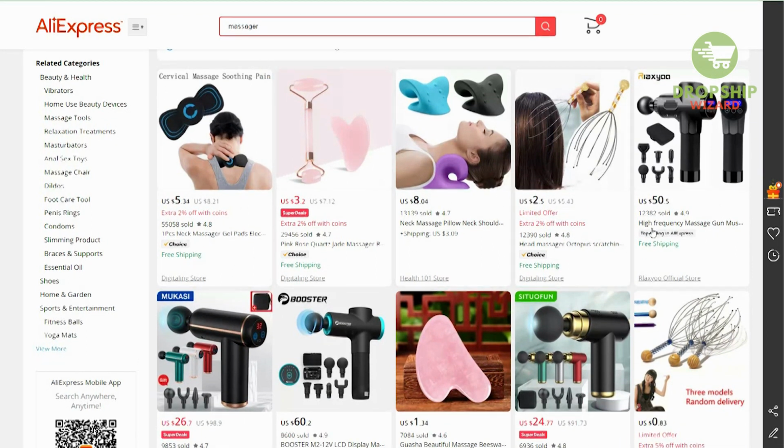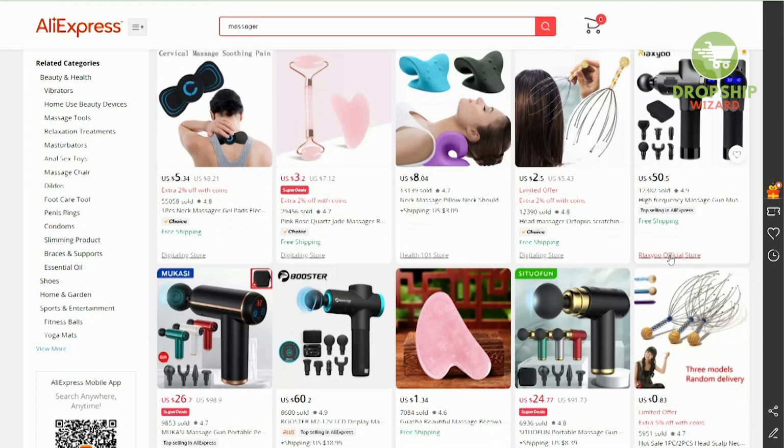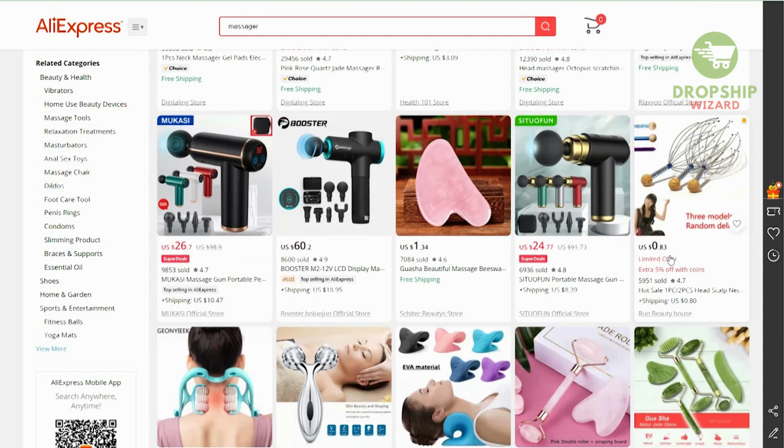If you look at this product over here, 12,382 have been sold at $50 and with free shipping. So any individuals that were selling them, especially those who have sold it, they've made at least $50 million off this particular product. If you scroll down, you'll be able to see this product being sold for $26 and 9,853 have been sold, 8,600 have been sold, 7,000 have been sold, 6,900 have been sold, and this particular product for 83 cents, 5,951 have been sold. This person off only this simple product has made almost $6,000.